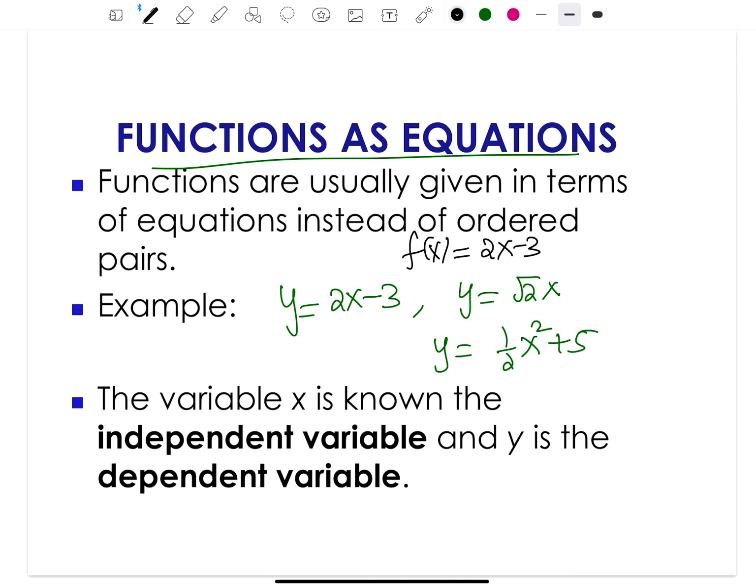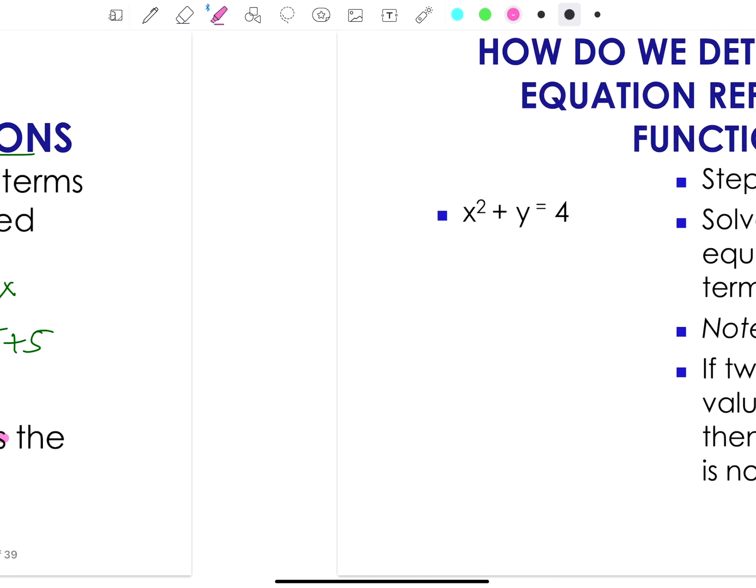f of x equals 2x minus 3 would be equivalent for the function form for this equation, y equals 2x minus 3. x is known as the independent variable, y is the dependent variable. x can be anything it wants to be, and the value of y will depend on it.